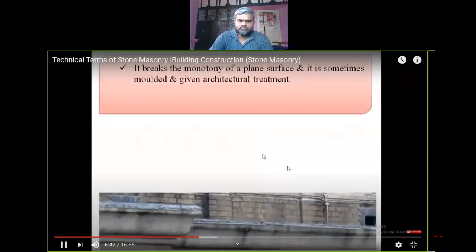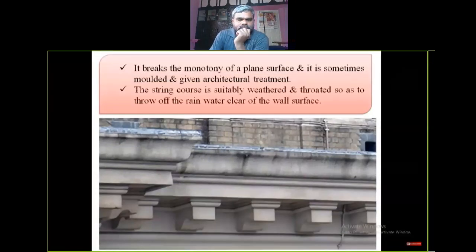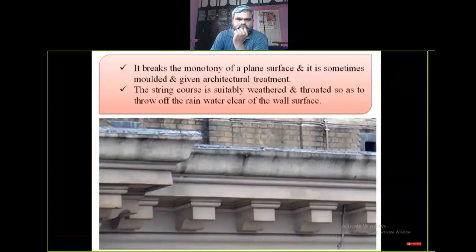It breaks the monotony of a plane surface and is sometimes molded and given architectural treatment. The string course is typically layered and coated so as to throw off the rain from the wall surface.